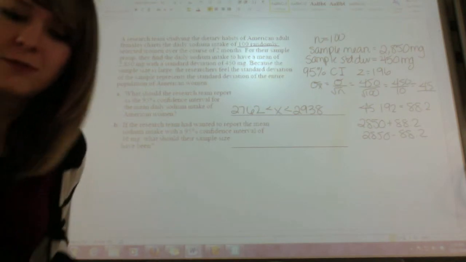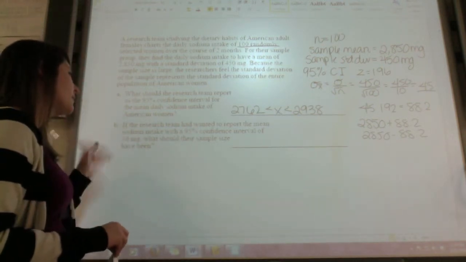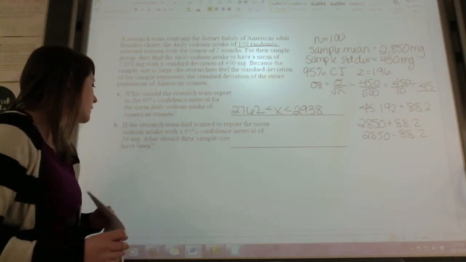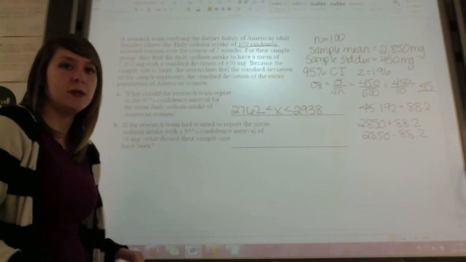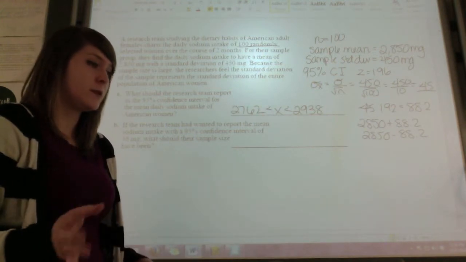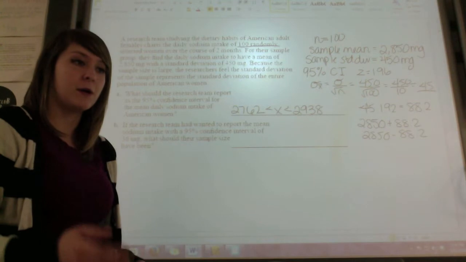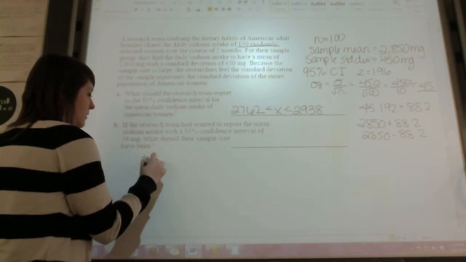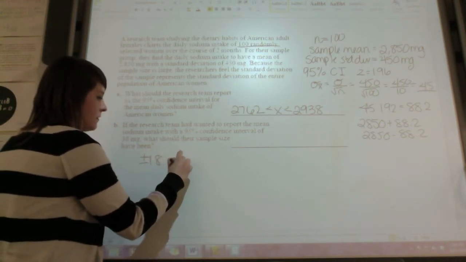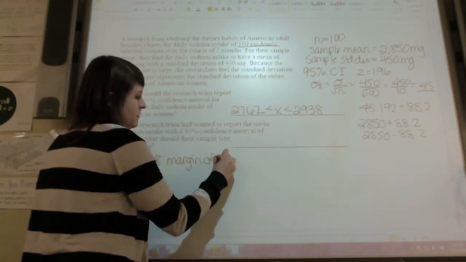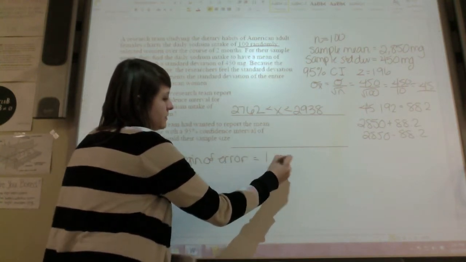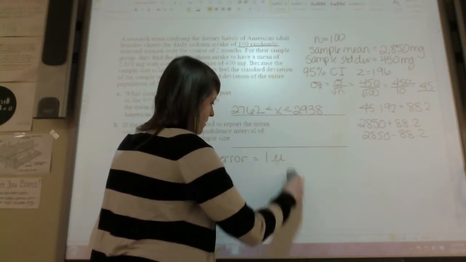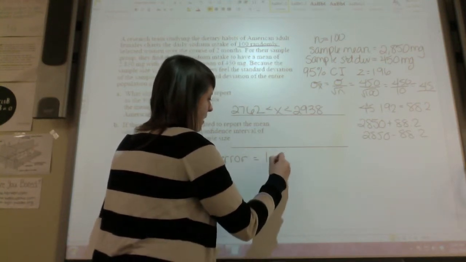Alright, now let's move on to the last part of our problem. So if the research team wanted to report the mean sodium intake with a 95% confidence interval of 36 milligrams, what should their sample size have been? Well, if I want a confidence interval of 36 milligrams, that means that my margin of error is going to be plus or minus 18, because that's half of my entire interval. So this is my margin of error, which I know is going to be the absolute value of x bar minus mu.